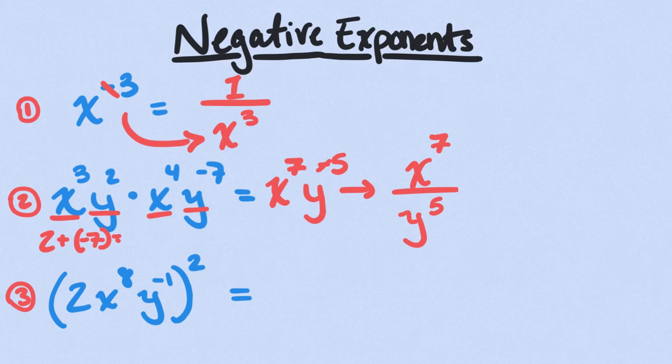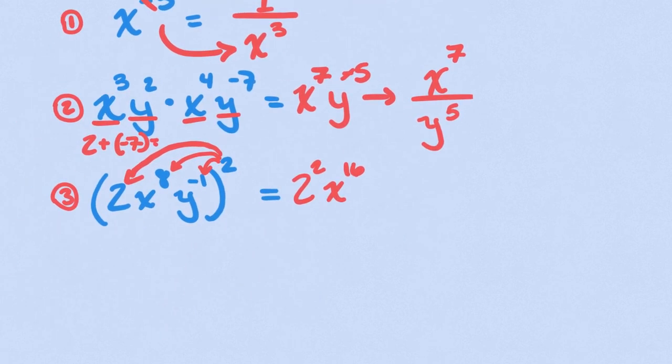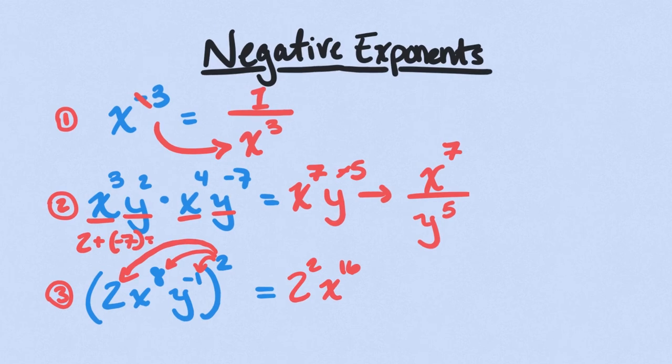We have 2x to the 8th power, y to the negative 1st power, and now that whole thing is being raised to the 2nd power. So first of all, let's think back to what we talked about earlier. Well, this exponent of 2 is going to apply to all of the values inside of our parentheses. So 2 raised to the 2nd power, we get 2 to the 2nd power. Then x to the 8th power raised to the 2nd power is going to be x to the 16th, because remember, we're multiplying our exponents. Then we have y to the negative 1st raised to the 2nd power. That's going to give us y to the negative 2nd.